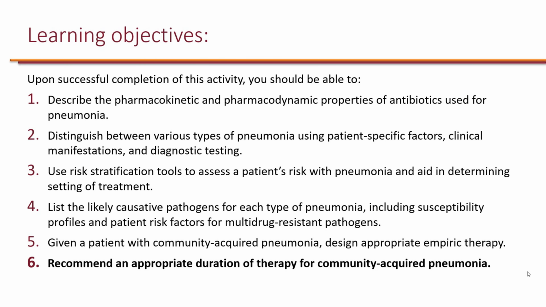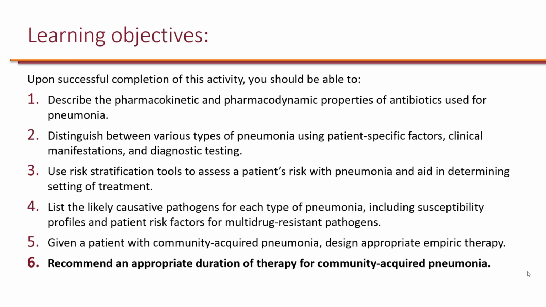We described the PK/PD properties of antibiotics used for pneumonia and distinguished between various types of pneumonia, and used risk stratification tools to assess a patient's risk with pneumonia and aid in determining setting for treatment, and listed likely causative pathogens for each type of pneumonia. We also designed appropriate empiric therapy for a patient with community-acquired pneumonia.